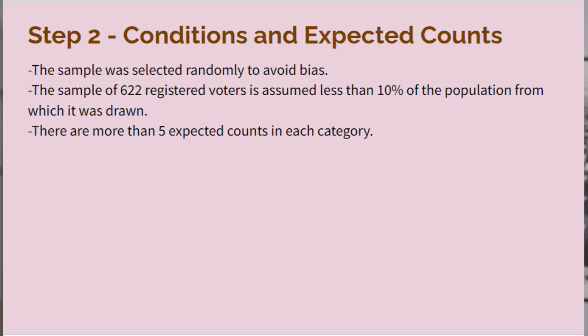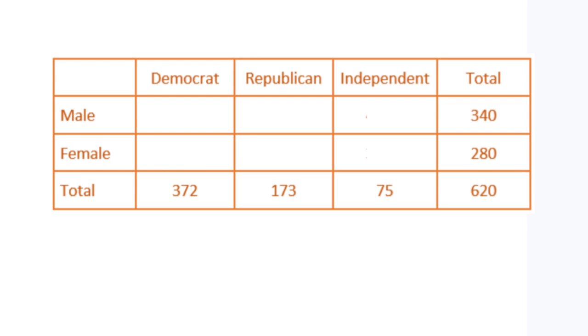All right, the second step is checking those conditions. The sample must be random to avoid bias. The sample must be under 10% of the entire population. So we assume 620 registered voters is under 10% of the entire population in the county. But we also need to have 5 or more expected counts in each category. So here we go to determine how many expected counts are in each cell. Once again, what we're doing here is we're calculating what should be in each cell if we have no association.